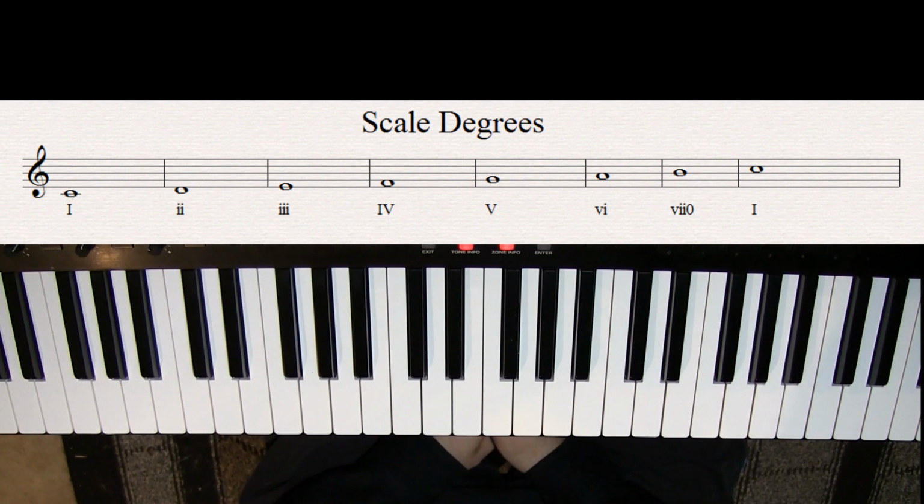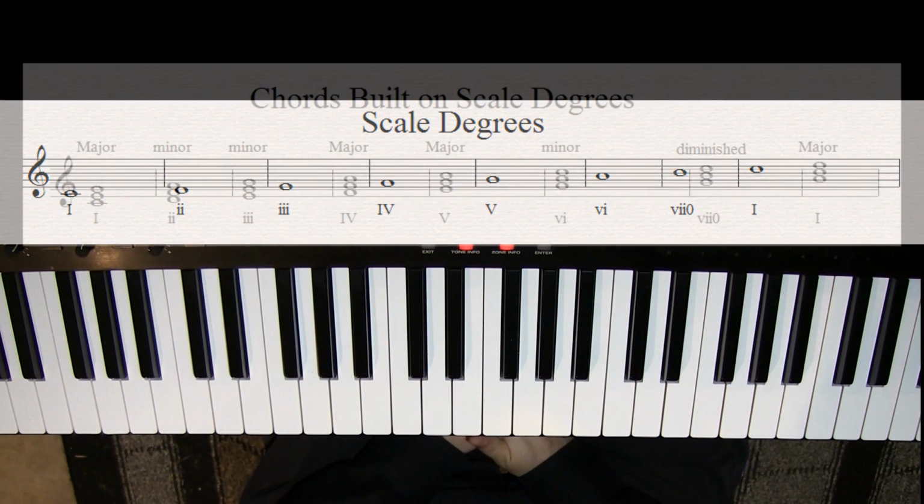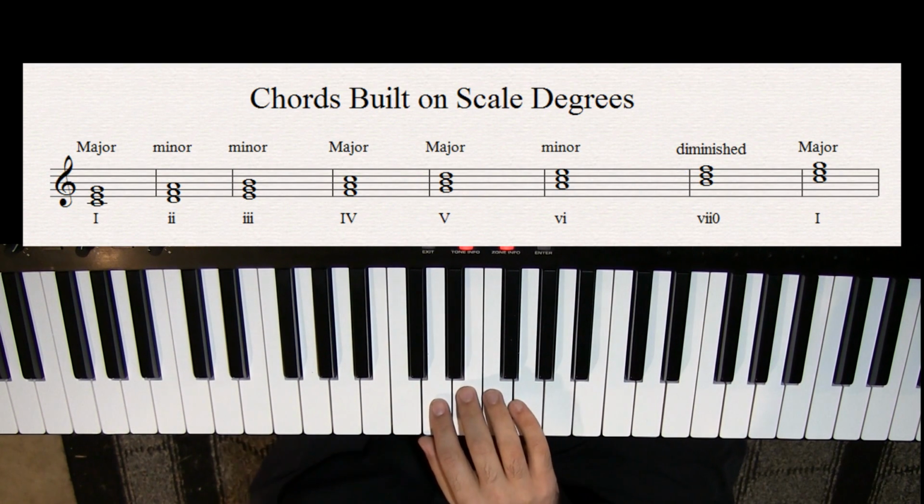So you may be asking yourself, well, what about all these Roman numerals? If you notice, the Roman numerals go along with what I said, which is 1, 2, 3, 4, 5, 6, 7, and then 1 again. You may also be asking, why are some of them lowercase and some of them uppercase? Well, I will explain that in a minute with the next screen we have, and that is chords built on scale degrees.